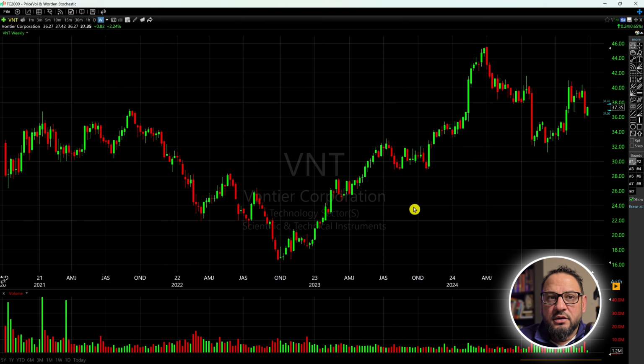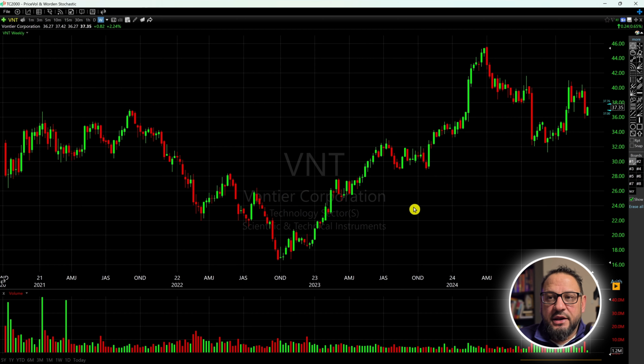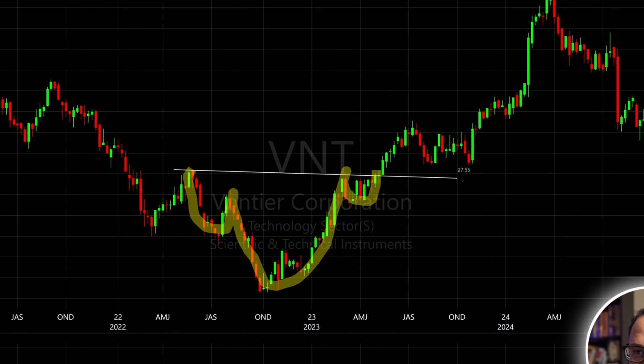So the next one is the inverse head and shoulders. It's the same as head and shoulders, but the other way around. It's upside down, and it also has three peaks. Let me show you. We have an inverted shoulder, and then we have the head, and then we have the other shoulder. That's a smaller shoulder. We have the neck here.